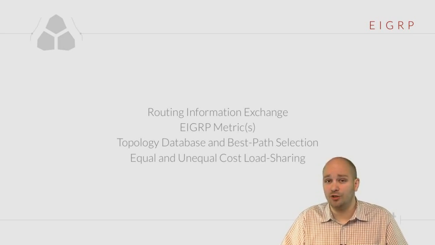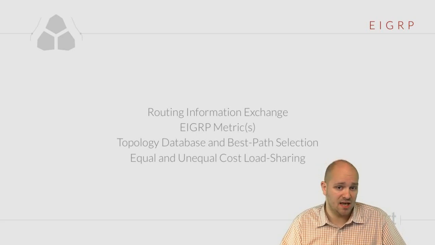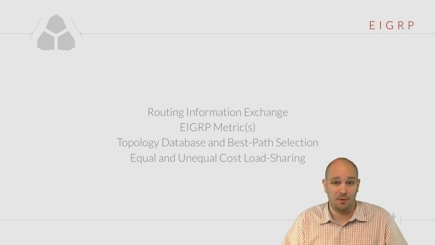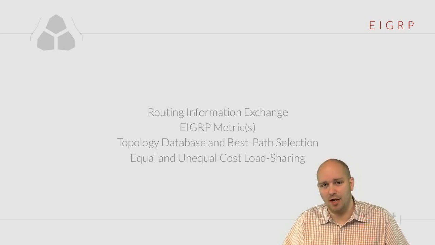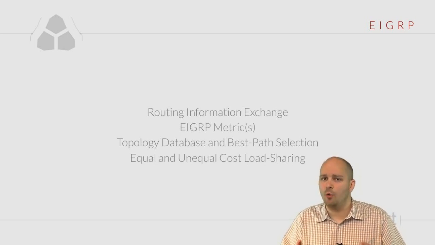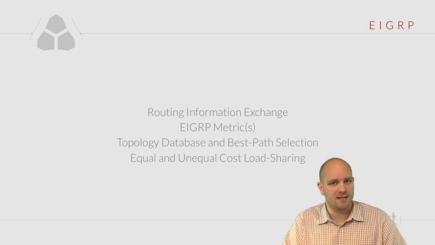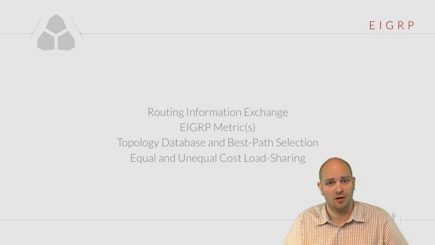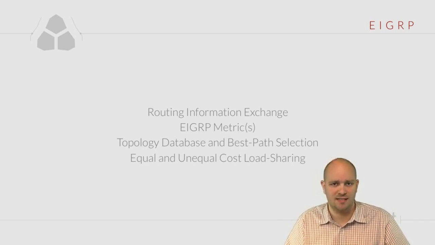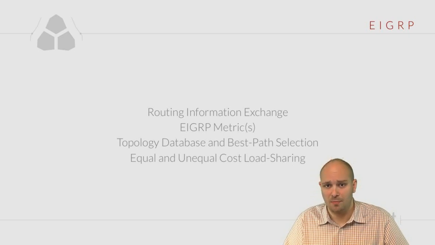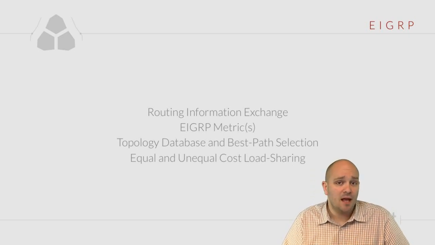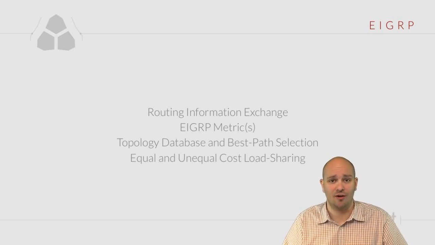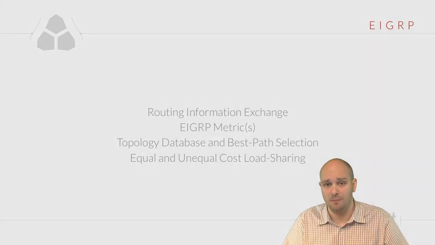Then we are going to examine what are the internal databases in use by EIGRP, and here we are going to look at the topology database and obviously the best path selection process that happens there. And obviously here we are going to look at how a certain router locally makes this determination, what is the best route, and if it cannot make a local determination about the best route, how it might ask other devices in the network about what the best path to reach a certain destination is. And finally, we are going to talk about equal and unequal cost load sharing as supported by EIGRP.